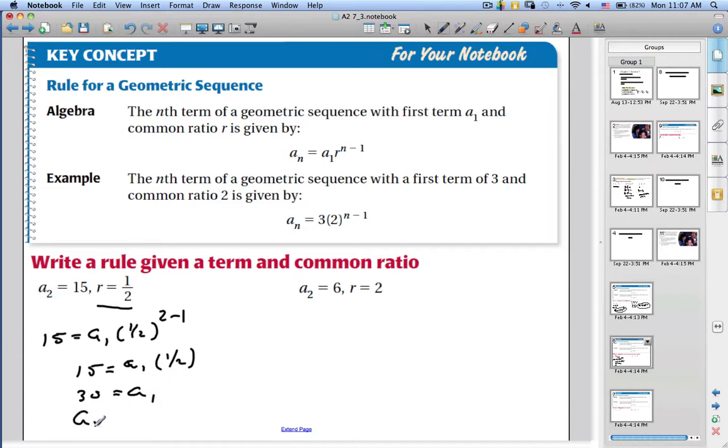Now I go ahead and go back to my rule. A sub n is equal to a sub 1, which is 30, times 1/2, the common ratio, to the n minus 1 power. And that's my rule. Okay, I'll do that one more time.